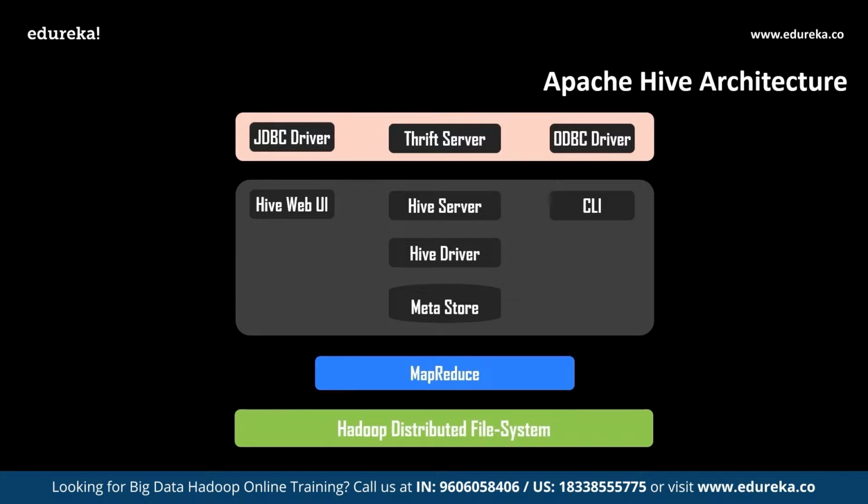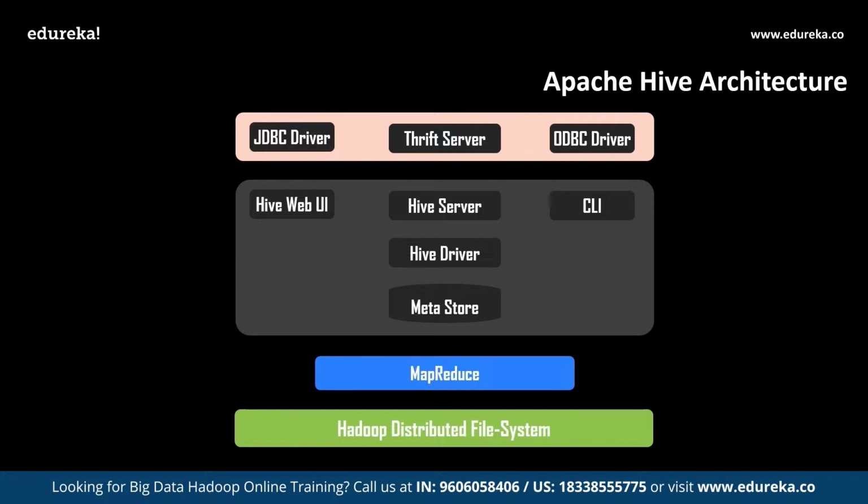Moving on, we shall deal with the Hive driver. The Hive driver receives queries from different sources such as Web UI, CLI, Thrift, and JDBC or ODBC drivers. It transfers the queries to the compiler. Followed by that, we have the Hive compiler. The purpose of the Hive compiler is to parse the query and perform semantic analysis on the different query blocks and expressions. It converts HiveQL statements into MapReduce jobs.